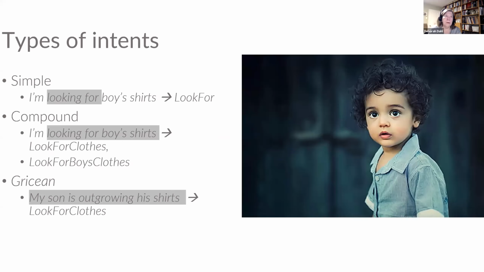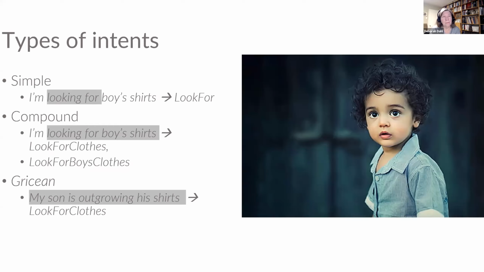The simple intents are basically just a verb, which is the most common kind. So I'm looking for boys' shirts. Your intent might be look for, and all the rest of the information in that sentence can be put into entities. If you want to, you can put something that might otherwise be considered an entity into the intent name. So if you said, I'm looking for boys' shirts, you might say, look for clothes is going to be your intent. You actually add some of the meaning about the boys' shirts into the intent. And I call that a compound intent because it has the action and then the thing that you're looking for.